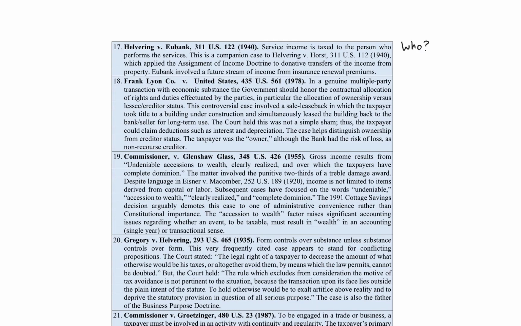Who? Exactly. So again, there's a line of cases that deals with who. Lucas v. Earl and Helvering v. Horst are the main ones. This is a who question. So service income is taxed to the person that performs the services.